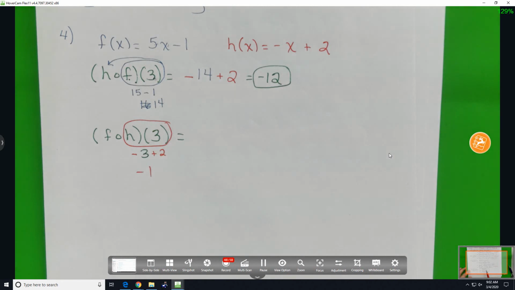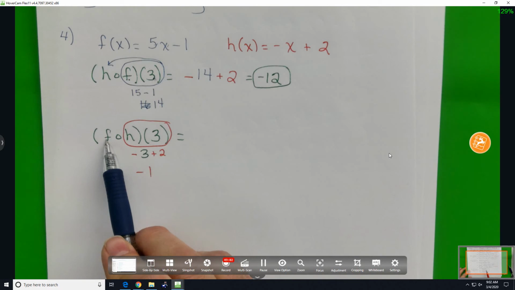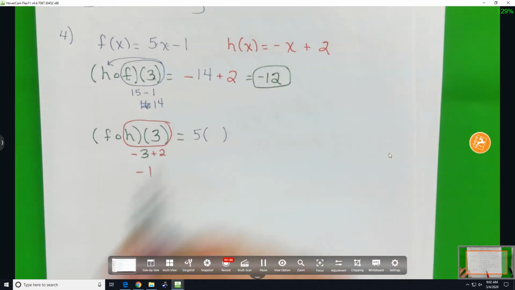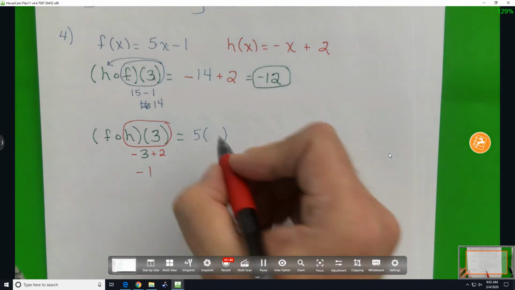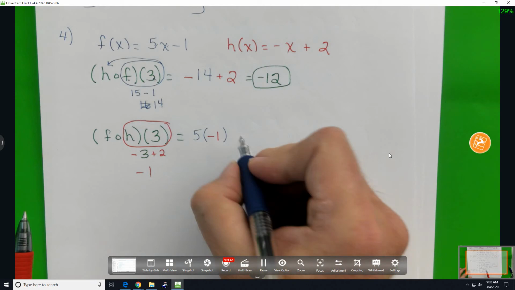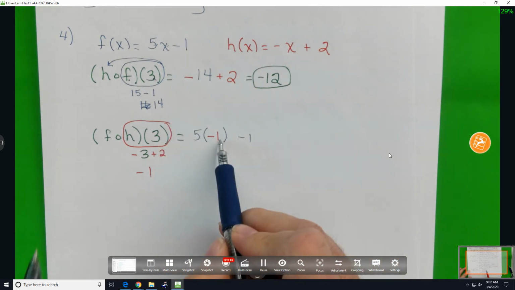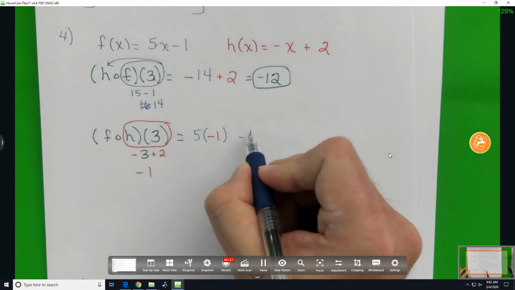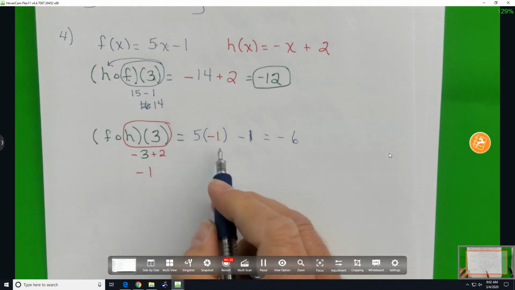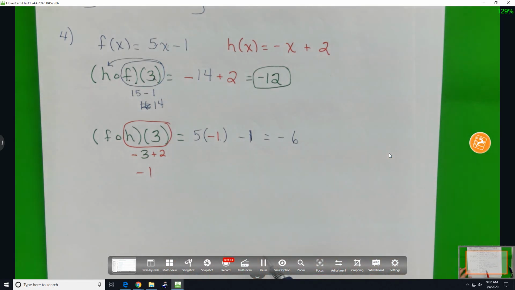Now what am I going to do with that negative 1? Plug it into f. So we have 5 times negative 1. I guess I could have just done that without showing that step. And then a minus 1. So in place of that blue x, I put a negative 1. Negative 5 minus 1, is that negative 6? Yes, negative 6.